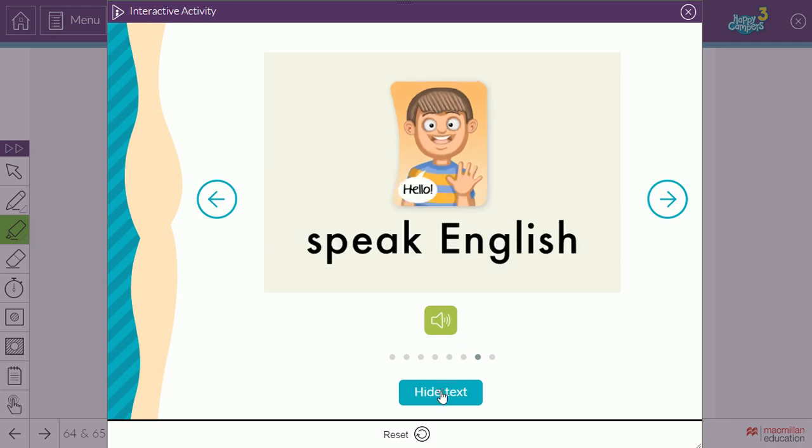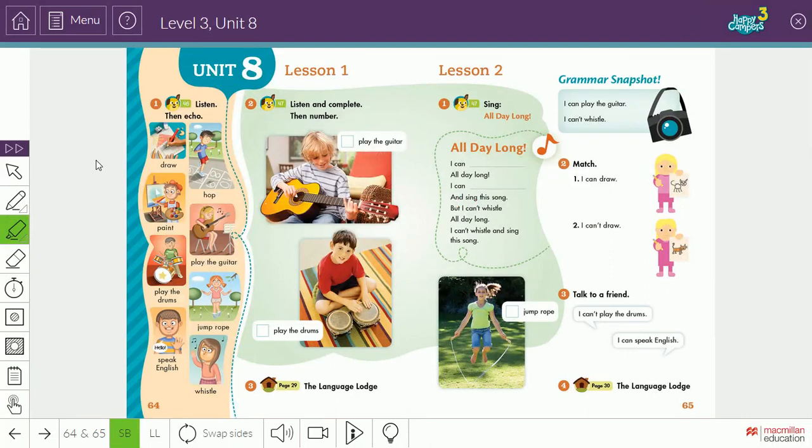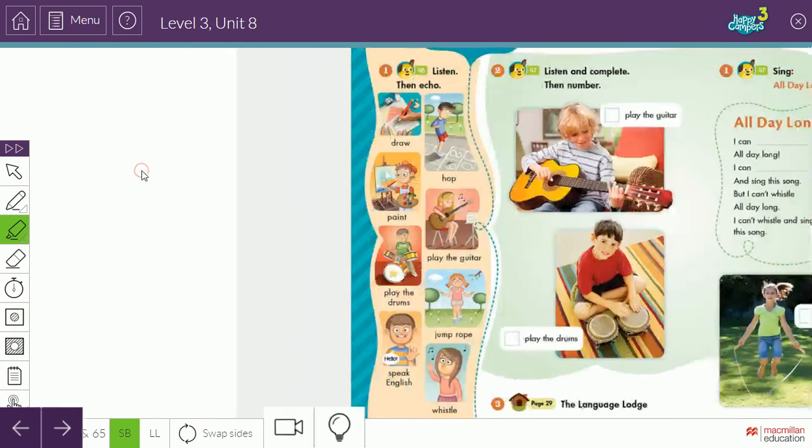Then this one here, speak English. Yes, this boy here speaks English. He speaks English. Hello, how are you? Like you are speaking English. So this girl here, she whistles. Okay, whistle. You know what a whistle is? Like this. We call it whistle. Whistle. Yes, these are some new activities that we learned here.